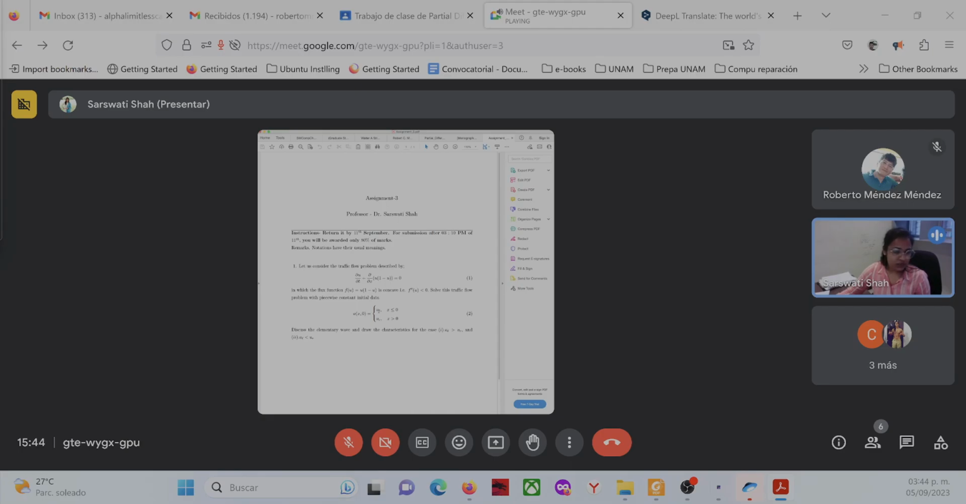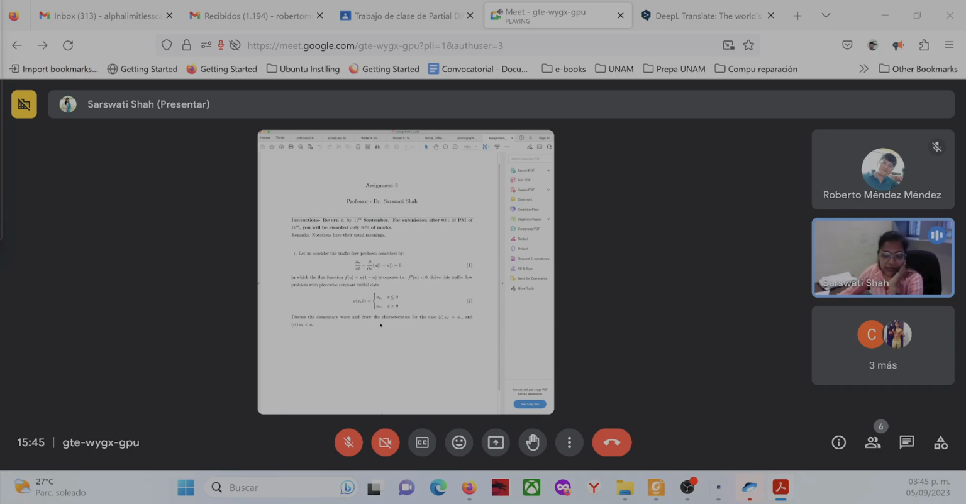First take ul equals 1 by 2 and ur equals 1. So it is an increasing function, and in that case you will encounter a multi-valued solution. The second, you can choose ul equals 1 and ur equals 1 by 2. In that case it is a decreasing function, and you will encounter a rarefaction wave, a solution which exists for all the time t.